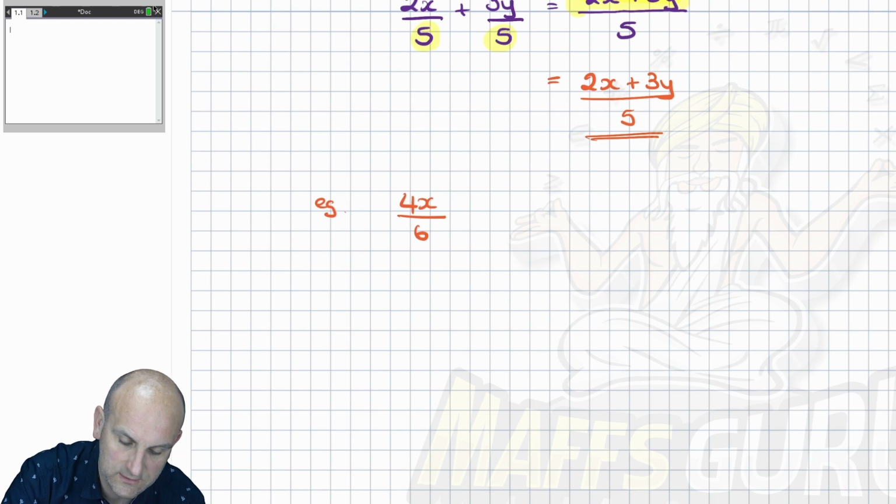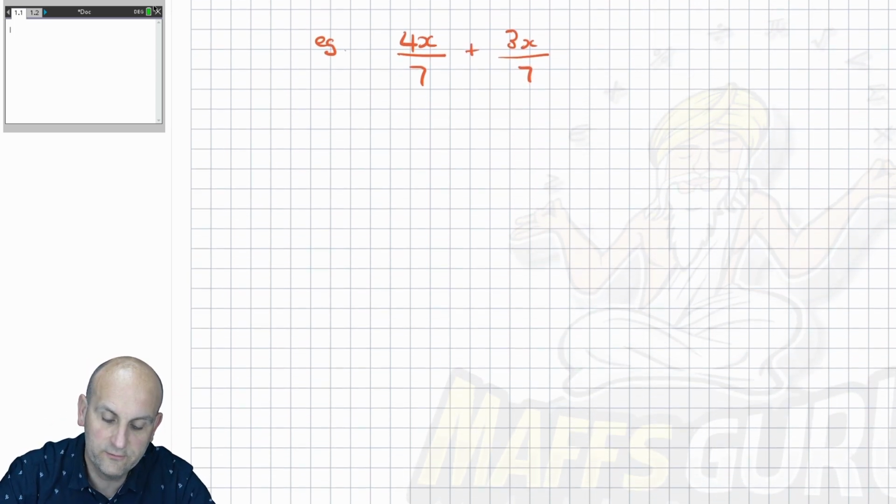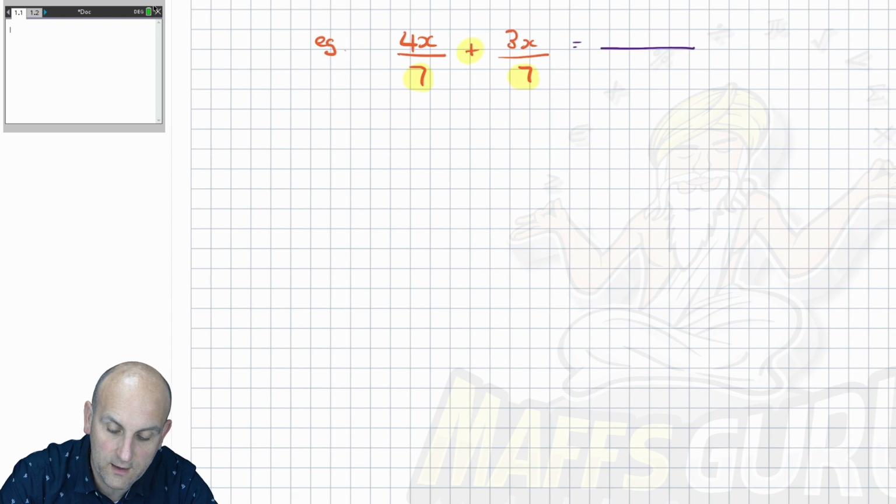Nope, let's change that one. 7 plus 3x on 7 as well. Let's make them the same. All right, so again, they are the same. Can we add them together when they're the same? Absolutely. So I draw my line, and there is my 7. Copy on the top, 4x plus 3x.